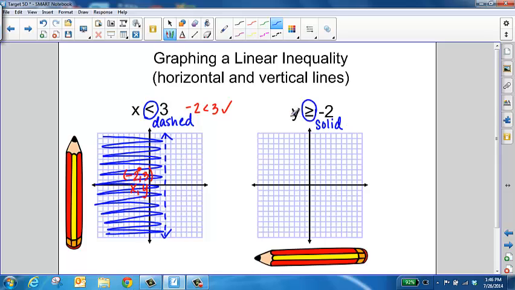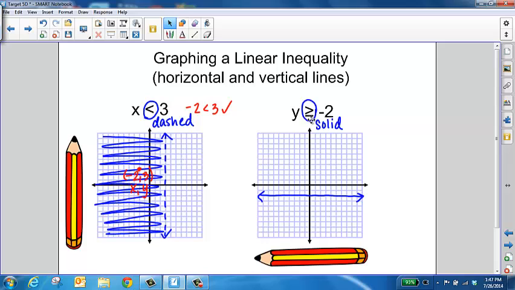Now anytime you just have the variable of y, you always end up with a horizontal line. So since it says y is greater than or equal to -2, we want to find the -2 on the y-axis, which is here, and we want to create a solid line that goes through the -2 on the y-axis, like so. And then the last step for this is again to figure out where you're going to shade.